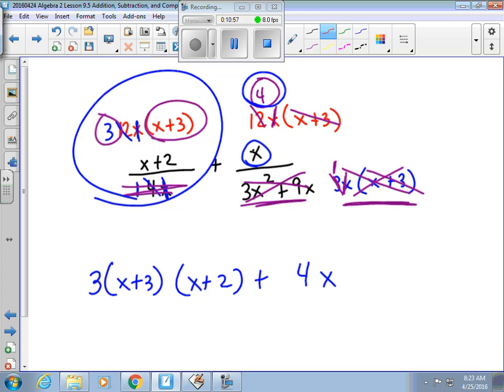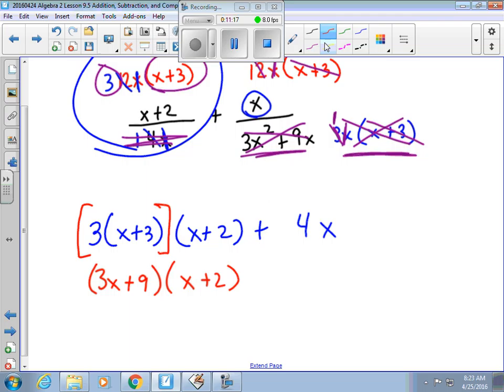Since 3 is multiplying times x plus 3, we have to take care of this before we FOIL. So 3 times x, that should be simple for us, is 3x, and 3 times 3 is plus 9. That all is being multiplied by x plus 2, so we're going to have to FOIL that. That's one of the more difficult steps right there, to make sure that you do that first. FOIL tells us 3x times x, your first terms, is 3x squared. Your outer terms, 3x times 2, is plus 6x. Your inner terms, 9 times x, is 9x. And 9 times 2, your last terms, is plus 18.